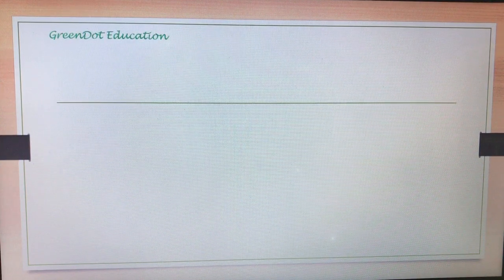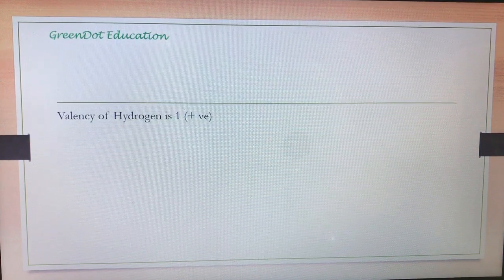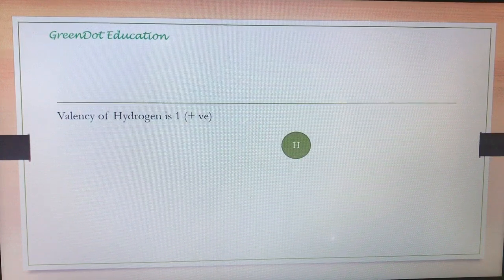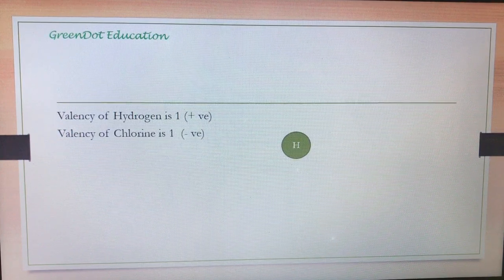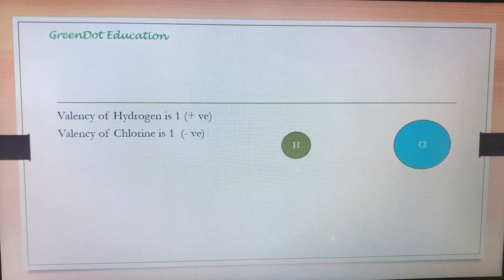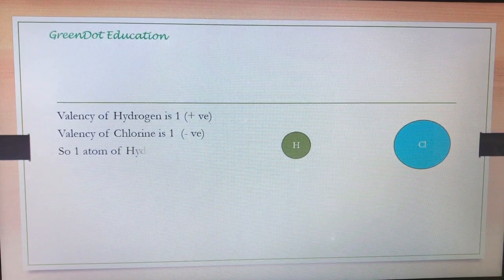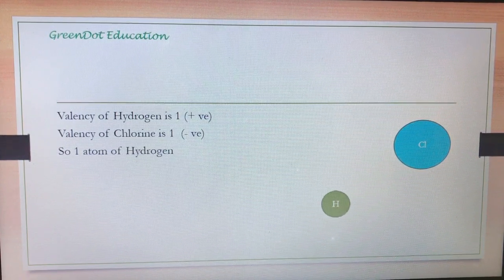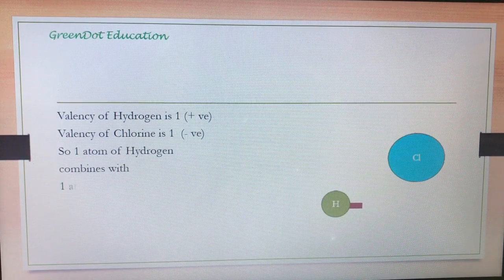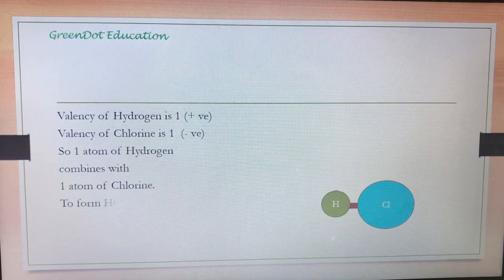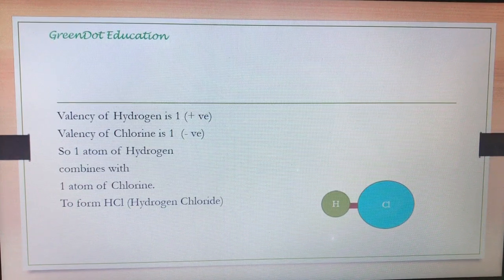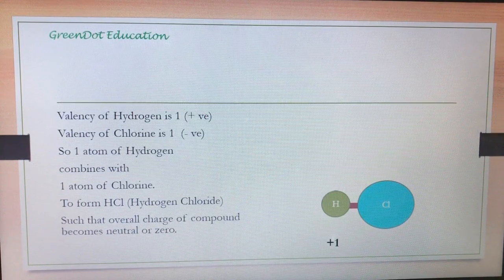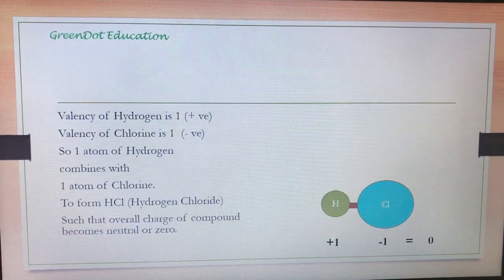So here we would study in detail that the valency of hydrogen is 1. It is a positive charge, and the valency of chlorine is also 1, having a negative charge. Now when one atom of hydrogen comes together and combines with the atom of chlorine, it forms HCl or hydrogen chloride. It forms this compound in such a way that both the charges are neutralized.